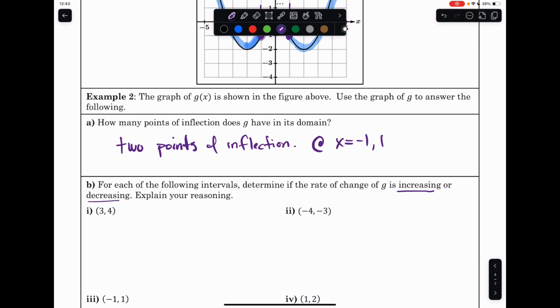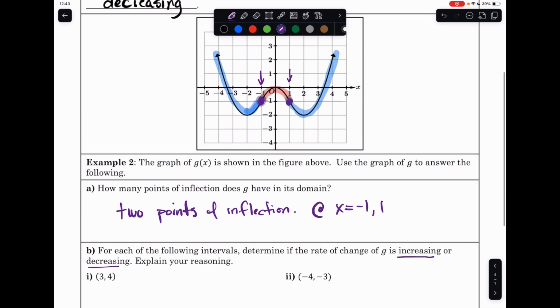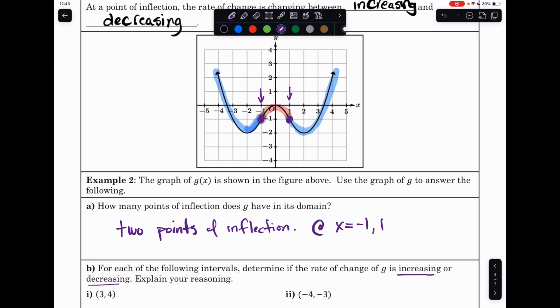Now, again, correlate what that means. In order for the rate of change to increase, it means that the graph has to concave upwards. In order for the rate of change to decrease, the graph has to concave downwards. So in this example right here, I'm going to draw a vertical line through these points of inflection so I could separate where the graph is concaving up and down.